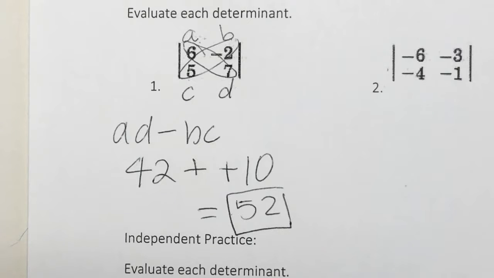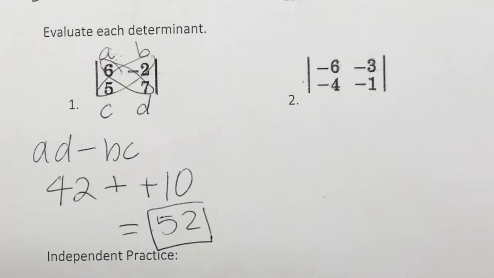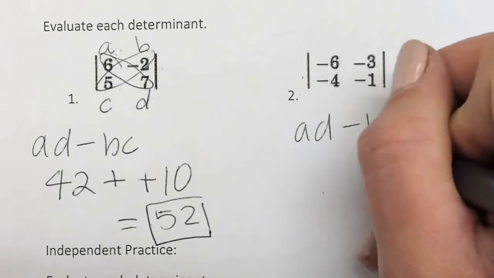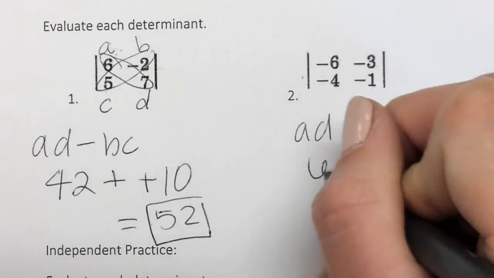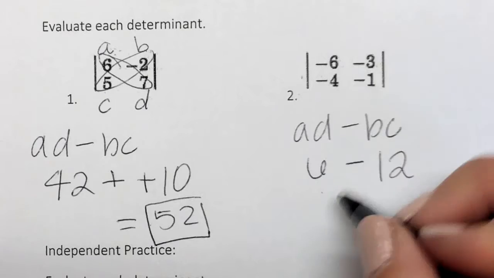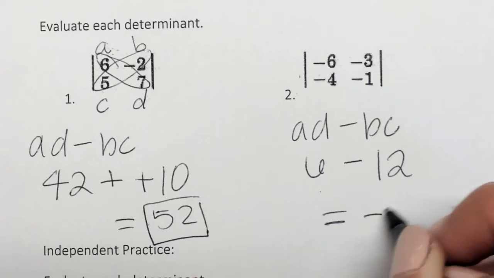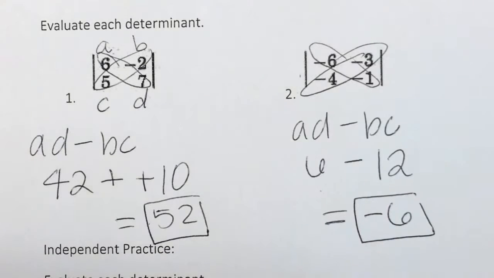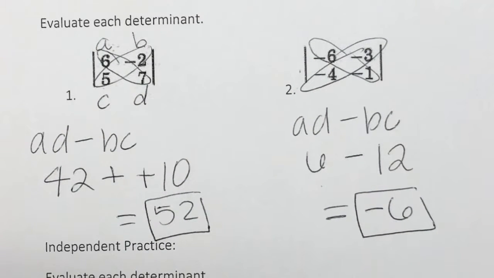Questions? We'll do one more together. Alright, this one, A times D would be what? Good. Minus? Good. So the determinant? Very good. Questions? Alright, do the other 3 on your own. That's 3, 4, and 5. On your own.